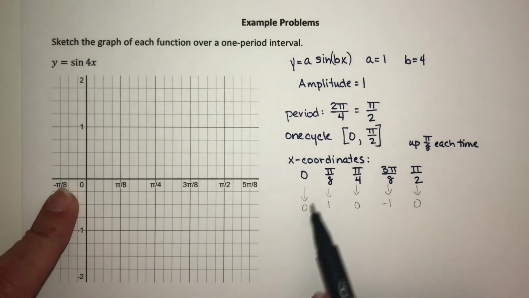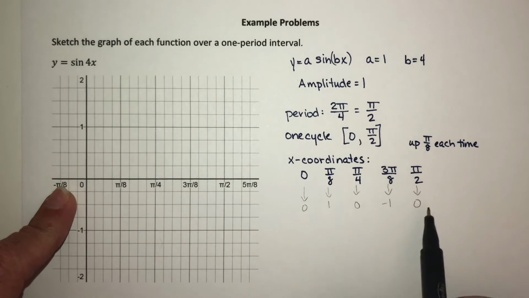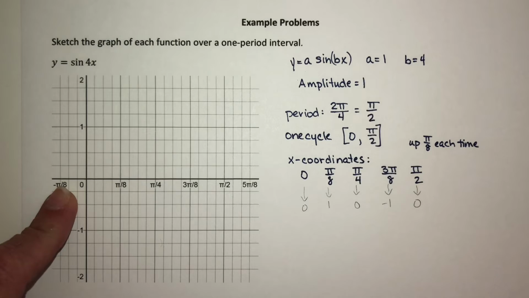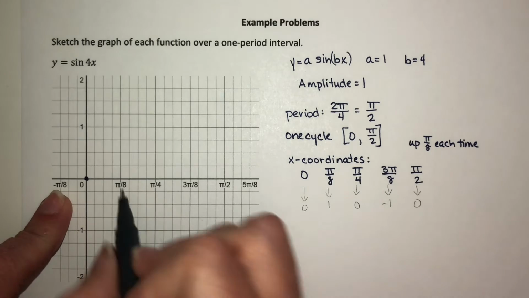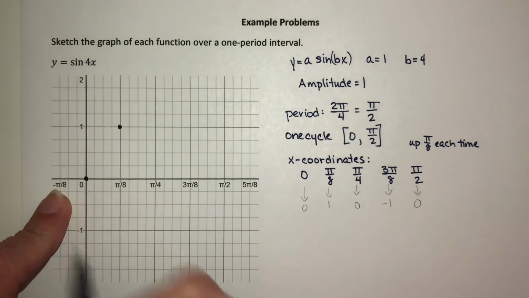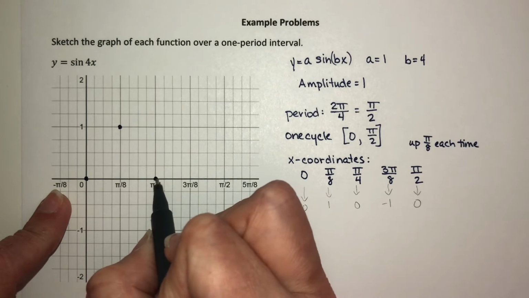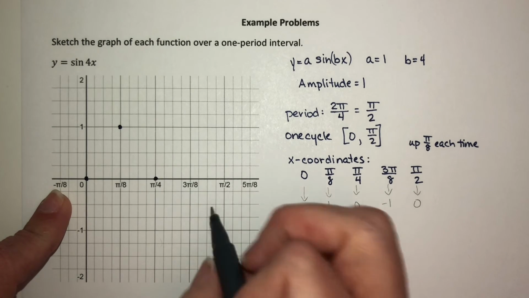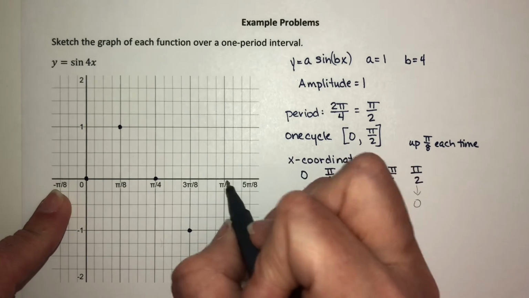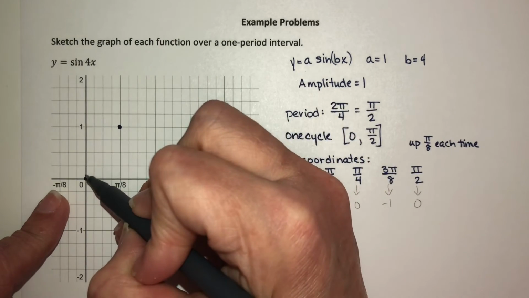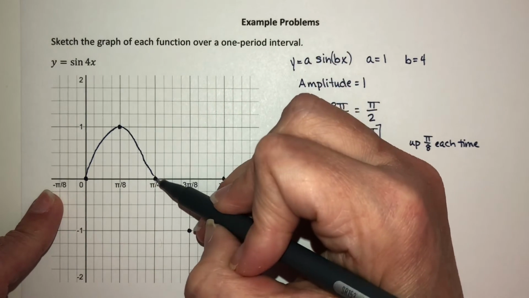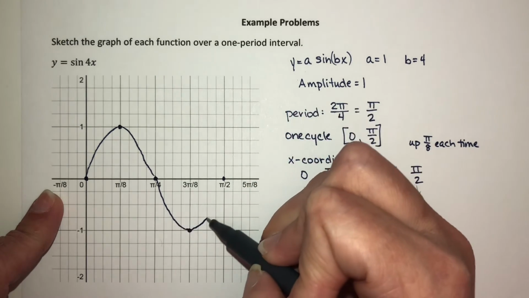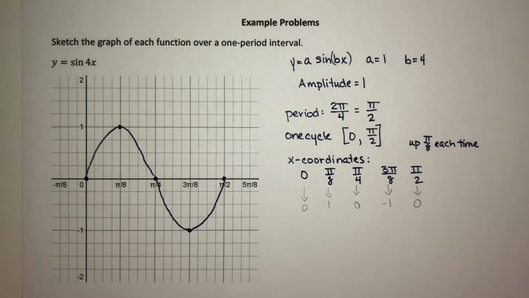Okay. Now, I would multiply these y values by the amplitude if I needed to, but over one cycle I have 0, 0, pi over 8, 1, pi over 4, 0, 3 pi over 8, -1, pi over 2, 0. And now connect these with a smooth curve. And that will be this answer graphed over a 1 period interval.